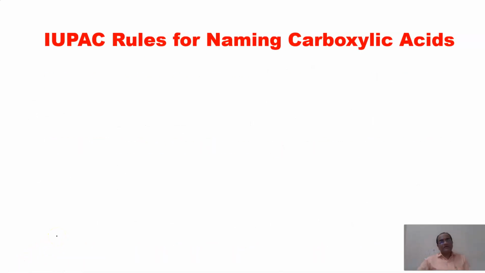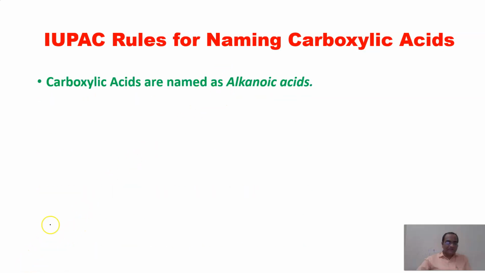Now we'll see the rules for naming of a carboxylic acid. There are some more classes of carboxylic acid. Firstly, we will see only the carboxylic acid, how they have been named. Carboxylic acids are named as alkanoic acids. In case of an alkane, just drop the E, and instead of that E, I have to join with oic, O-I-C, oic acid.